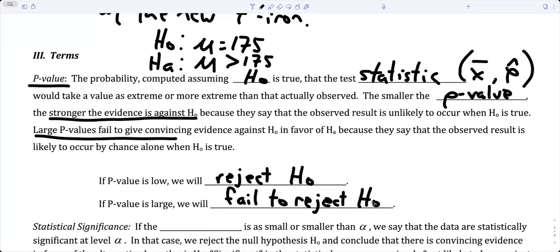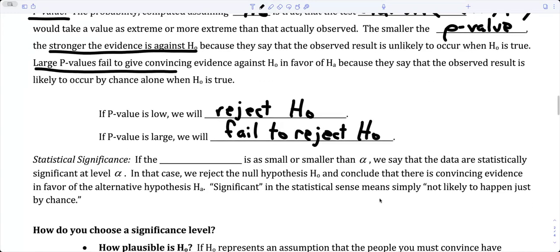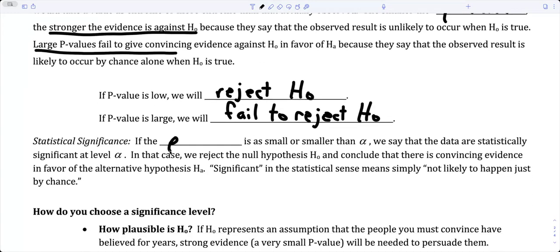Okay, and statistical significance. If the p-value is as small or smaller than alpha, we say that the data are statistically significant at that alpha level. And in that case, we reject the null hypothesis and conclude that there is convincing evidence in favor of the alternative. And significant, as we said yesterday, in the statistical sense, means simply not likely to happen by chance.